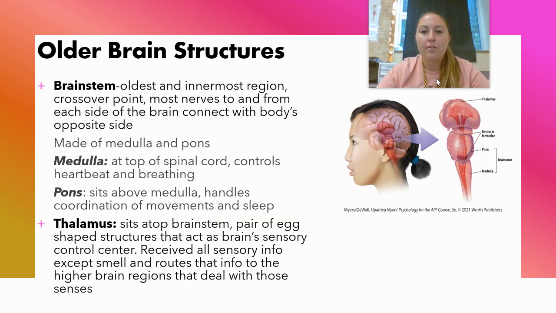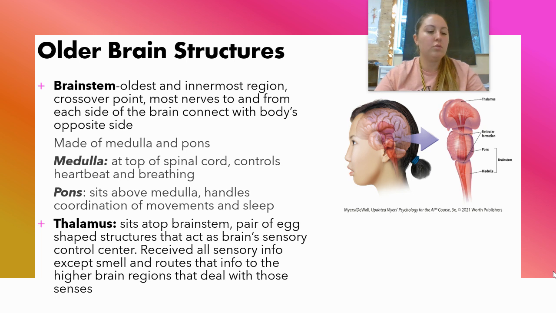Okay, now we have a bunch of different brain structures. We're going to start from the bottom and work our way up. At the bottom of the brain is what we call the brainstem. That is this portion right here that is made up of the pons and the medulla. And this serves as the crossover point, meaning that the right side of our body is actually controlled by the left side of our brain and vice versa. So this is where that crossover point happens.